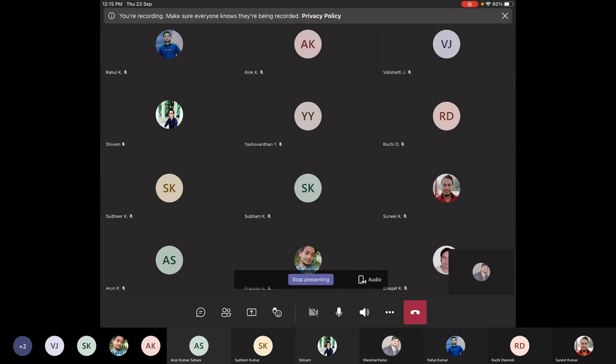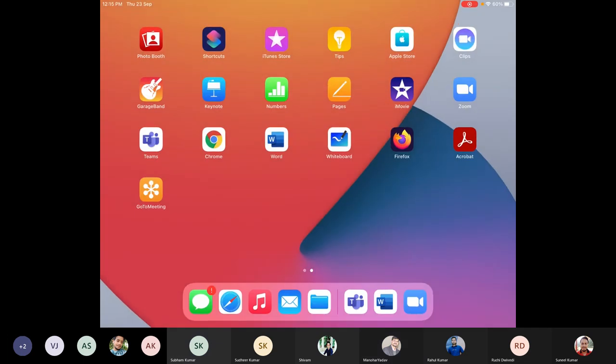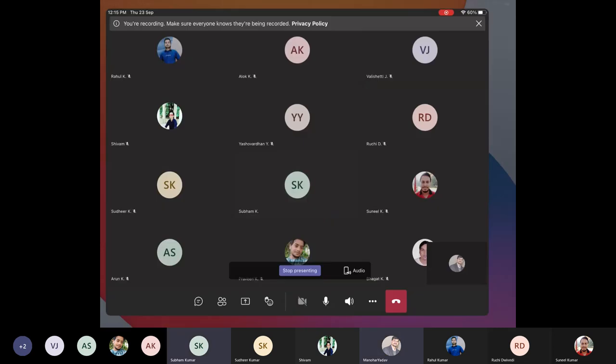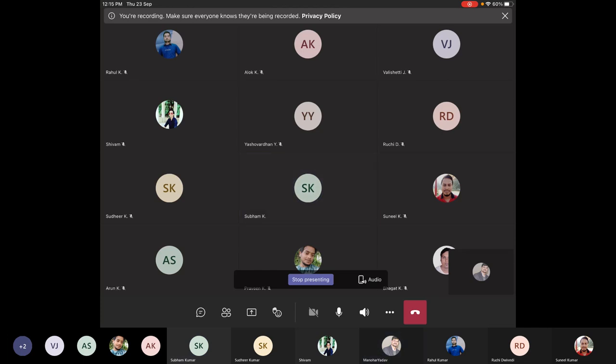Shubham Kumar, could you please unmute? Yes, sir. What is the correct option for this query? Just see, read. First option, sir. Pardon? The first option, radiated. Think carefully, think once again, and just recollect the logic we have discussed before. Okay, thank you. Shivam. Same, sir, radiated. Okay.